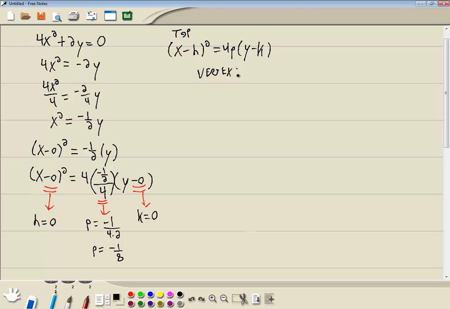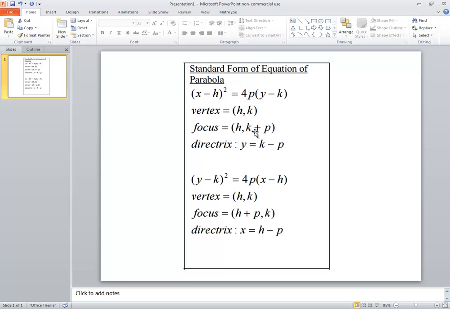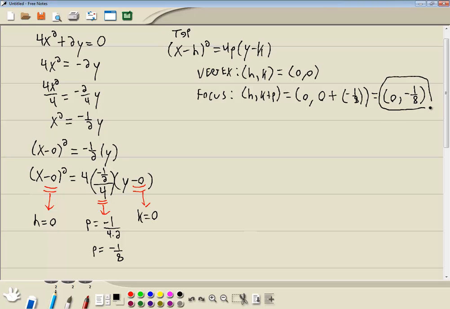Okay. Vertex, whether you're using the top formula or bottom formula, is always h, k. So that'll be 0, 0. Now for our top formula, our focus is h comma k plus p. So that's our focus. Now h is 0, k is 0, plus p, and p was negative 1/8. So we're going to have 0 comma negative 1/8. And that's our focus.